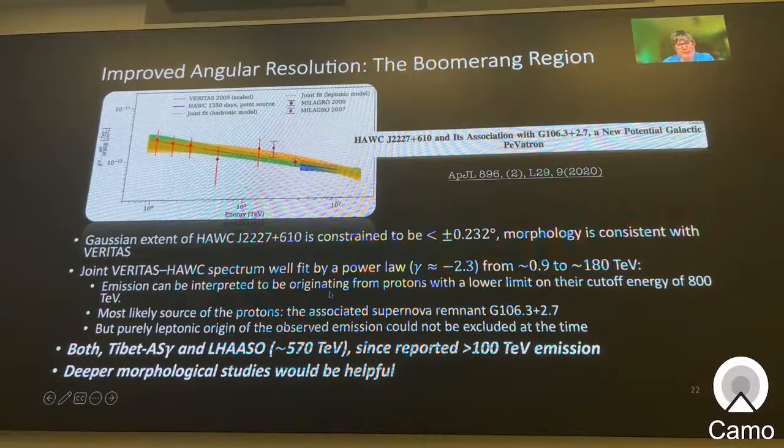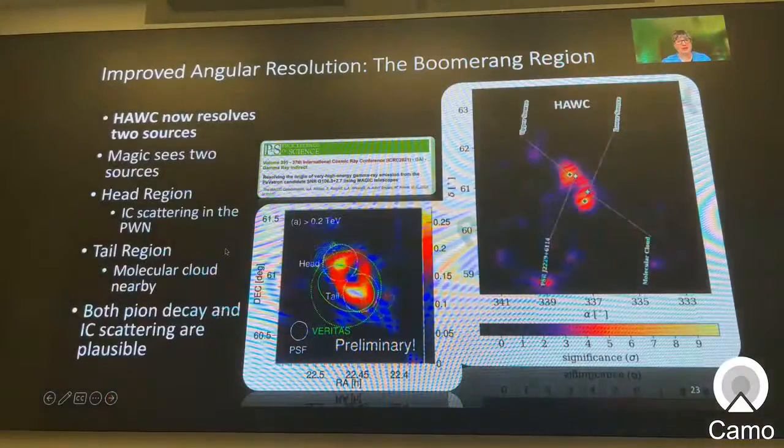Problem though is that it's also a complex region. Where does the emission come from? From the nebula in the region, or the supernova remnant, or the combination of the molecular cloud? So morphology studies will be helpful. What was found recently, just in time, was that HAWC now resolves two sources in this region. And this is in accordance with MAGIC, where you see two sources as well, which they interpret as the head region and the tail region of the system.